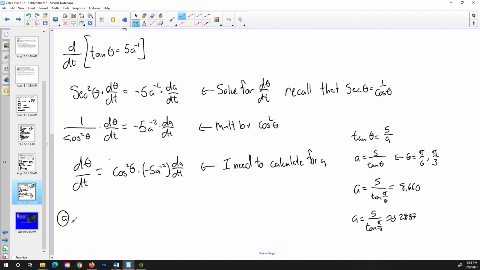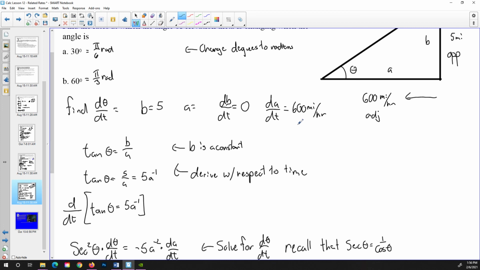So for part A, d theta over dt is equal to the cosine squared of pi over 6 times negative 5 times 8.660 to the negative 2, all times negative 600. The reason it has to be negative 600, and I had it as a positive 600 here, let's put that negative in there, is because this length is decreasing. So since the length is decreasing, our rate of change is negative.